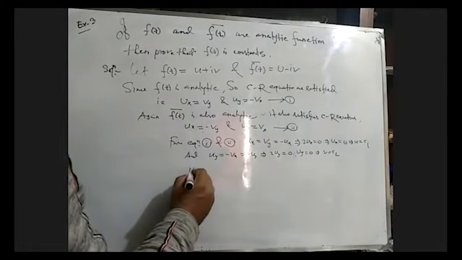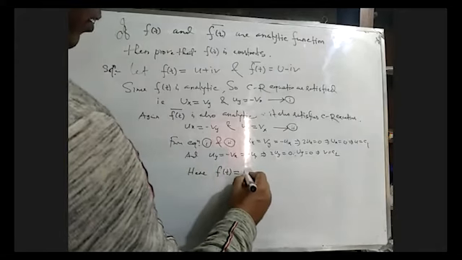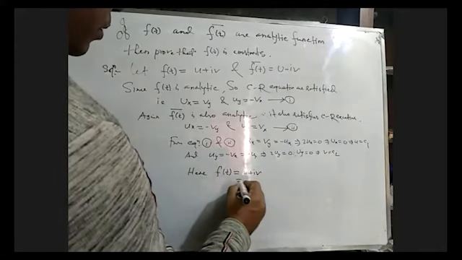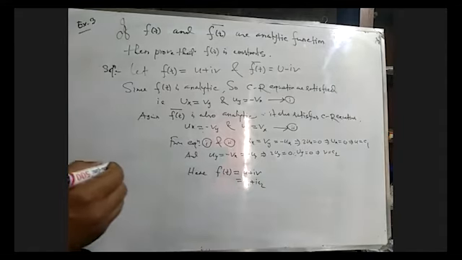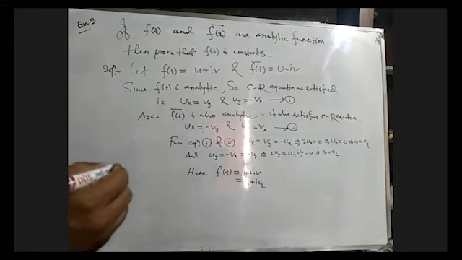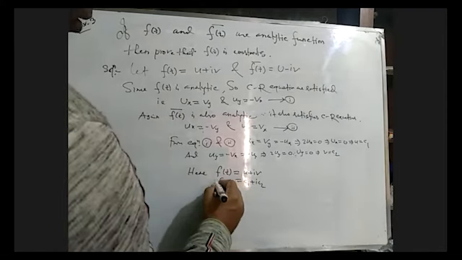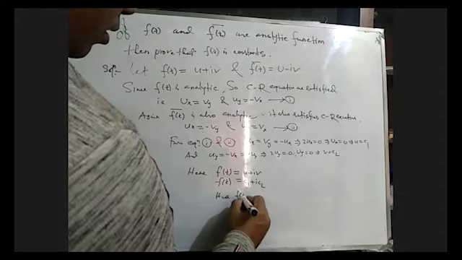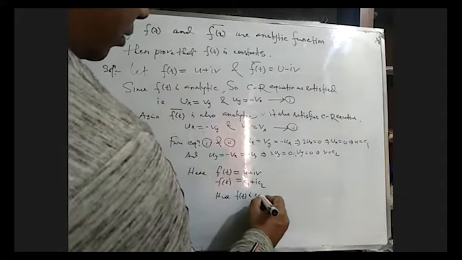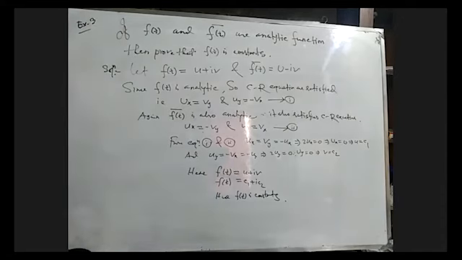Hence, f of z equals to what was? U plus ib. That means C1 plus i C2. So this is a constant function, right? Hence, f of z is constant. Very easy.